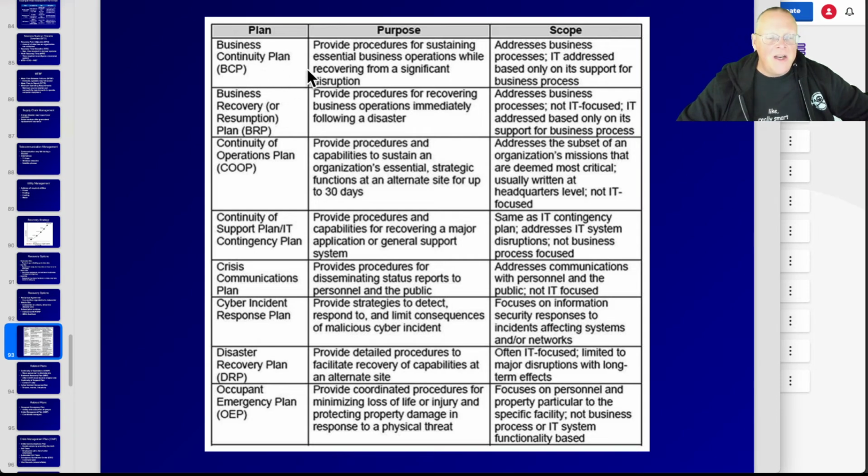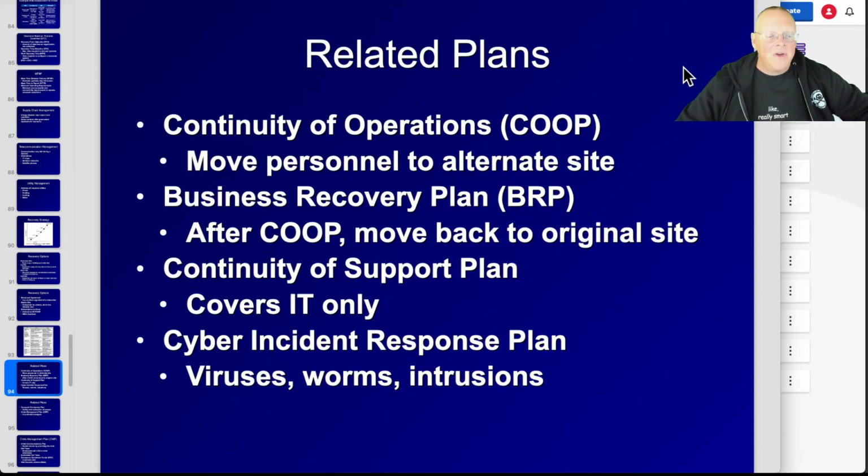Your business continuity plan sustains your business. The business resumption plan recovers it. The continuity operation plan provides an alternate site for 30 days. Here's your IT plan, your communications, your incident response, disaster recovery, and the occupant emergency plan. These are all the various plans in the BCP that we talked about before. So this will move to an alternate site. The recovery plan will move back to the original site.